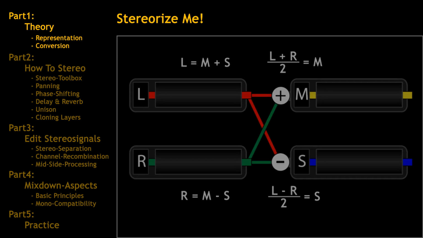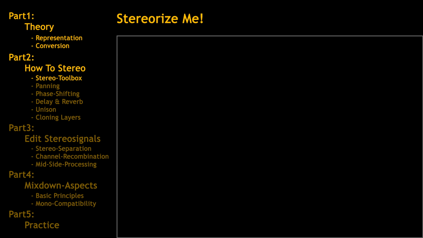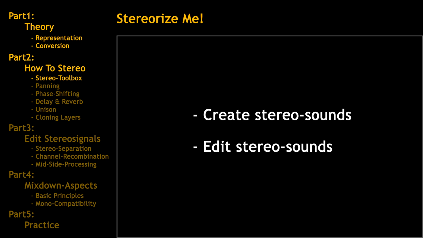Practice. Part 2. How to stereo. There are basically two things you want to do in stereo music production: creating stereo sounds and editing stereo sounds.